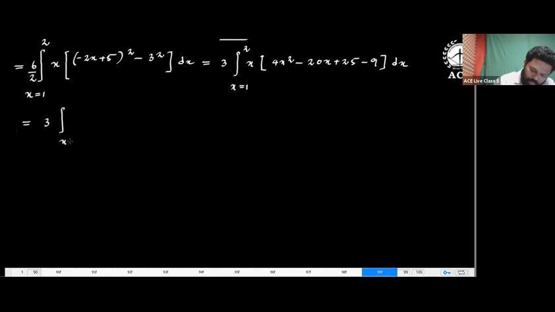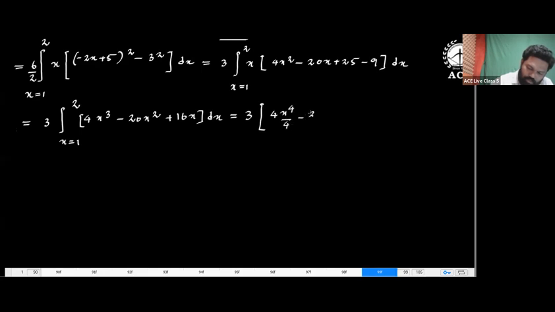3 into the integral, x from 1 to 2, of 4x cube minus 20x square plus 16x, into dx. 3 into 4x to the power of 4 by 4 minus 20x cube by 3 plus 16x square by 2. Limits are from 1 to 2. Upper limit minus lower limit.